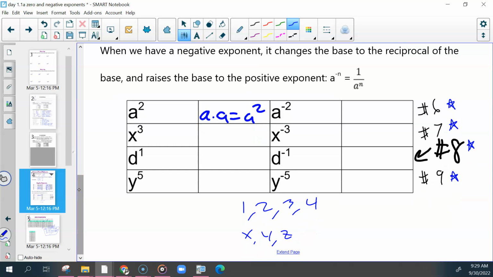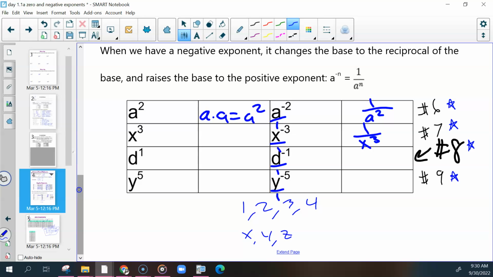But now if I have a to the negative 2, all of your variables also have a 1 underneath. So I'm going to take it and flip it. Jada? It's just 1 over a squared. Mm-hmm. What about x to the negative 3rd? Jada, go. Same. What would it be? 1 over x cubed. Mm-hmm.